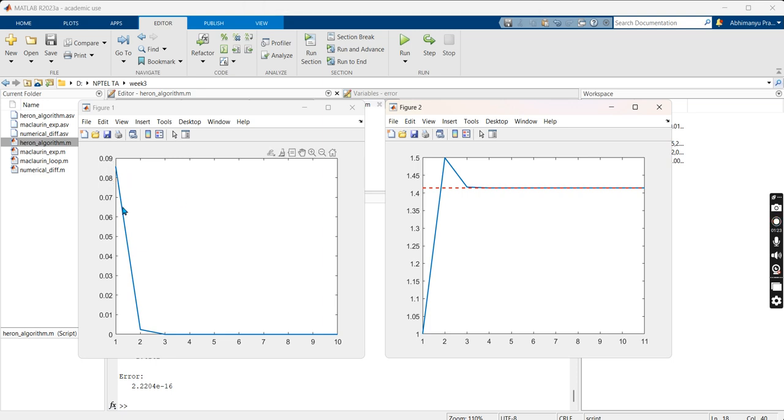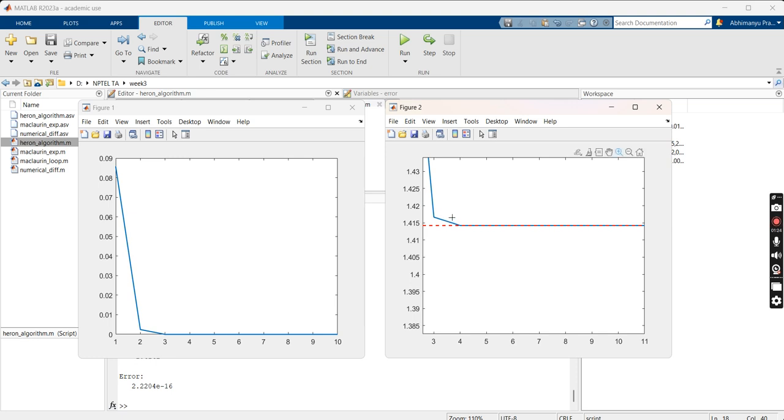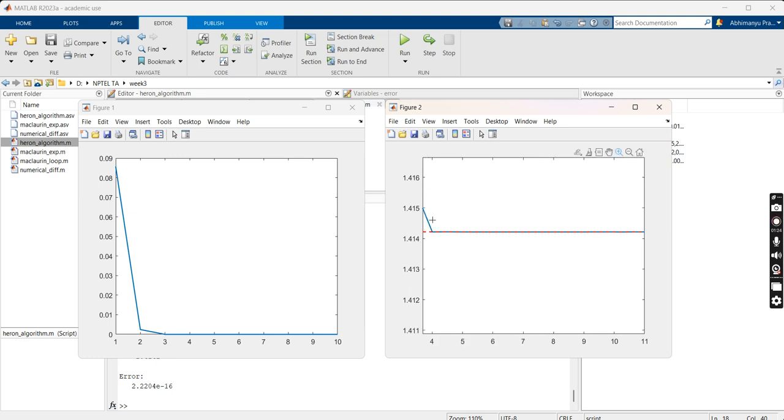Fine. So this is my error. As the number of iterations increases, my error goes close to 0, not touching 0 exactly, but going close to 0. The red line is my true value, and the blue one is my approximated value after running Heron's algorithm. First I initialize it with 1. After one iteration it goes to 1.5. After the second iteration it comes to 1.4, so it oscillates about this line. It goes closer and closer to the line.